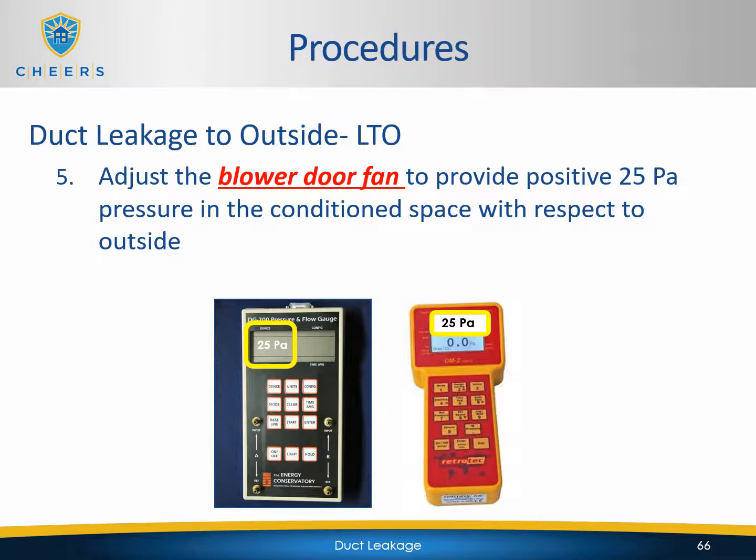So next you're going to turn on that blower door fan and adjust it to where it is providing a positive 25 pascal pressure in the conditioned space, with respect to the outside. This is again the opposite of what we normally do for the blower door test, which is we turn the fan on and try to achieve a negative 50 pascals. In this condition, we're trying to create a positive 25 pascals in that conditioned space with respect to the outside.